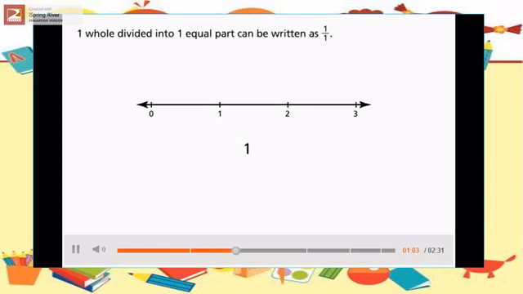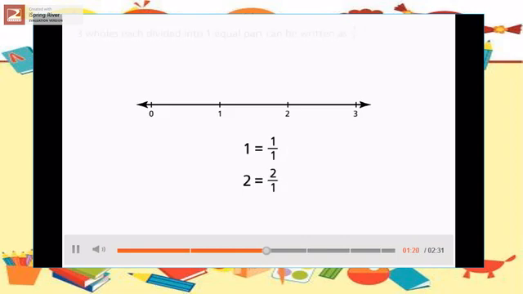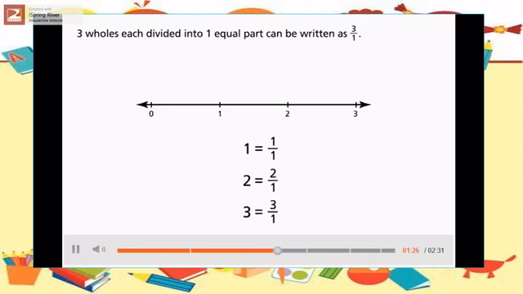1 whole divided into 1 equal part can be written as 1/1. 2 wholes, each divided into 1 equal part, can be written as 2/1. 3 wholes, each divided into 1 equal part, can be written as 3/1.